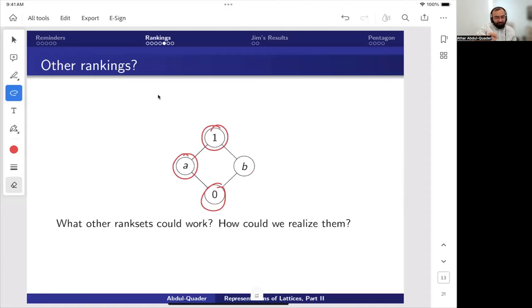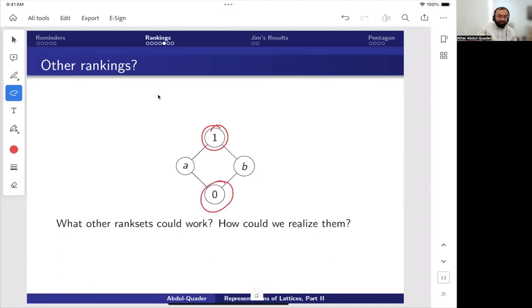This is a linearly ordered set, and this could work. This is a linearly ordered set that could be a rank set.